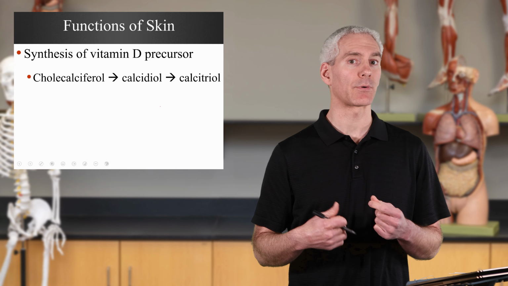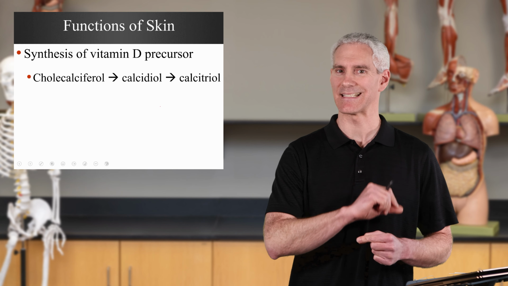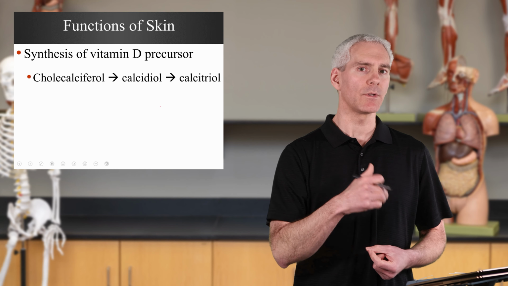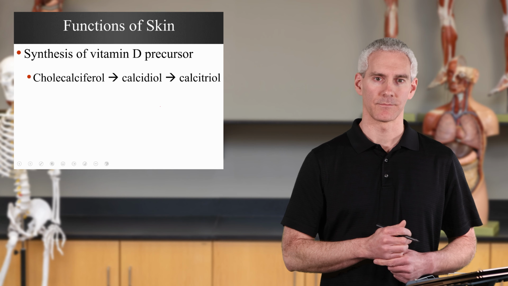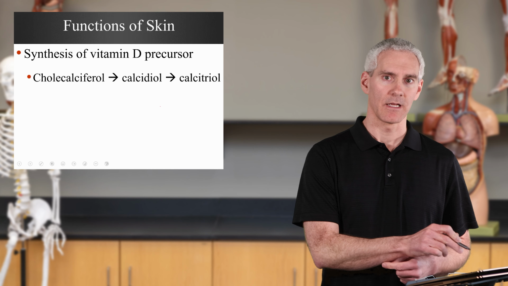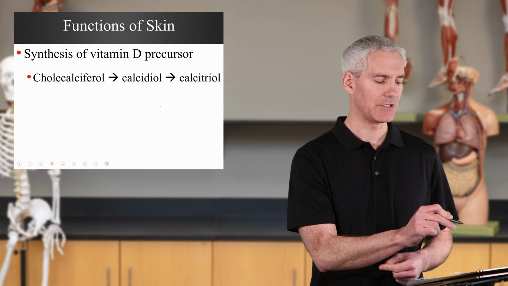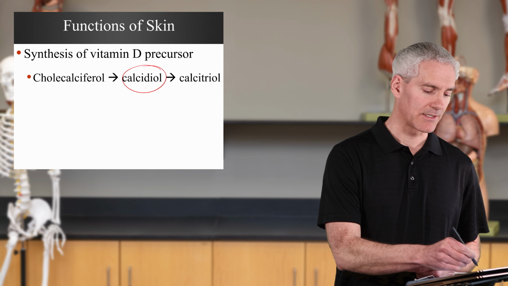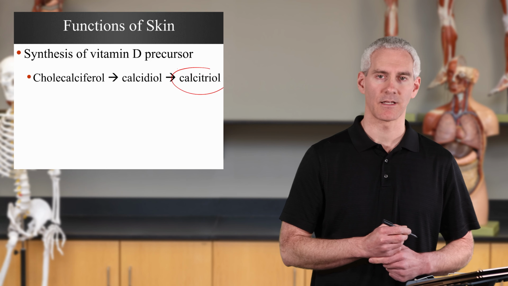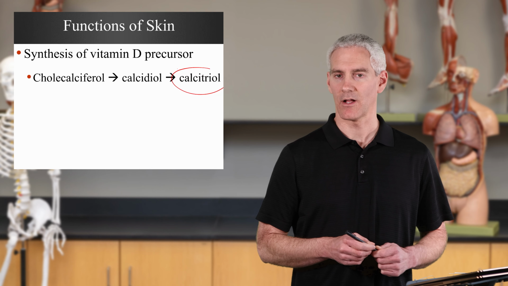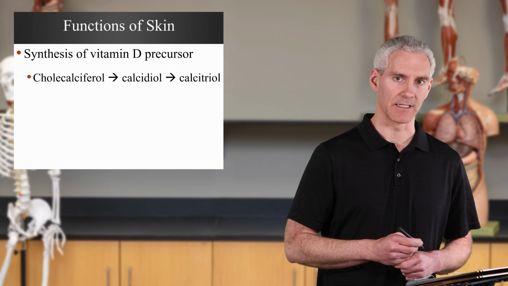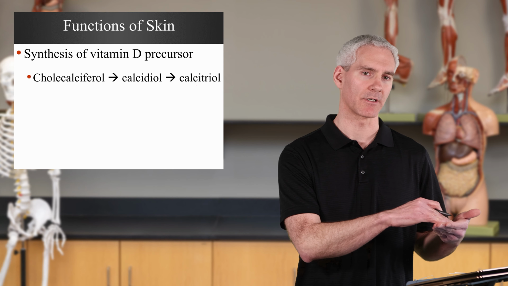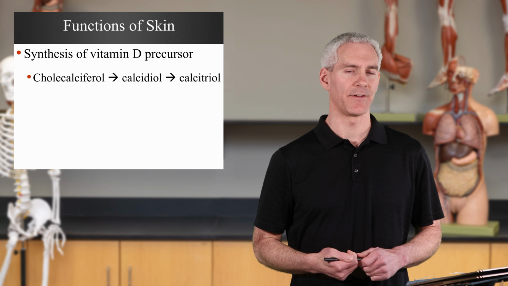Synthesis of vitamin D precursor. So this isn't vitamin D itself yet, but as the sunlight comes in and hits your skin, that will trigger a reaction to cholecalciferol. Now, the cholecalciferol then can be produced and turned into calcidiol. Now, the calcidiol can then go and be converted into calcitriol. The calcitriol is an active form of vitamin D. That's what your body uses.